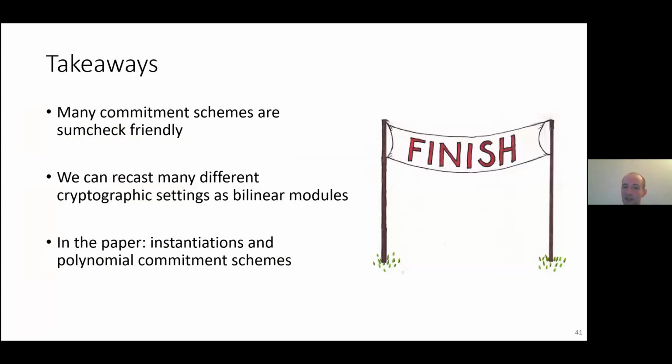So the takeaways here are that we've got many sumcheck-friendly commitment schemes out there in the literature, and split and fold techniques for these can be viewed as sumcheck protocols. And lots of the different cryptographic settings that we're used to are actually special cases of this bilinear module formalism.